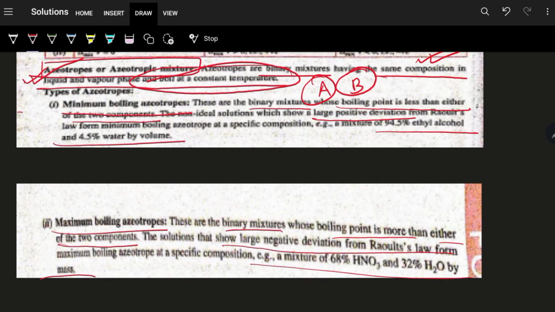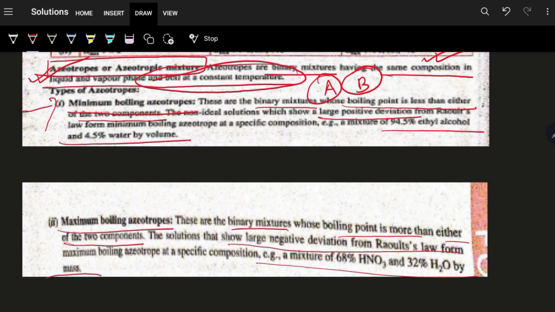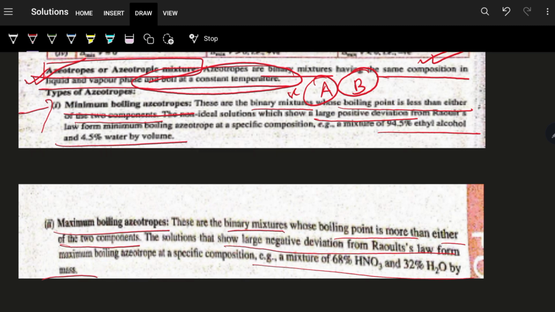One is minimum boiling azeotrope. That means the temperature at which A plus B boils is less than either of the two temperatures. If A boils at a temperature say X degree, B boils at a temperature Y degree, A plus B will be lesser than X and Y. So we can see that their boiling point is less than either of the two components.